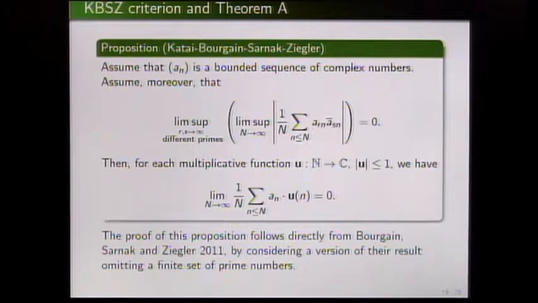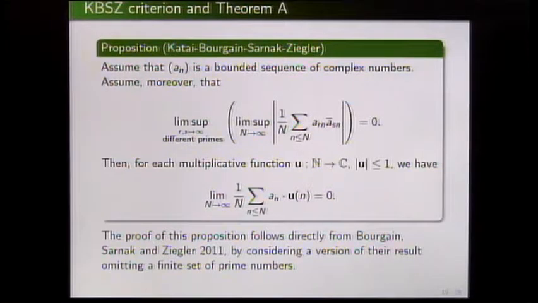So let's try to see now how to get to this theorem A and to this theorem B. What is behind that? Sébastien already mentioned that there's one crucial result here, which is due to Bourgain, Sarnak, and Ziegler. Then it turned out that it was proved before in pure number theory. So now it's called the KBSZ criterion. And I formulated this criterion in this way. We have a bounded sequence. We want to see that this bounded sequence is orthogonal to any multiplicative function.